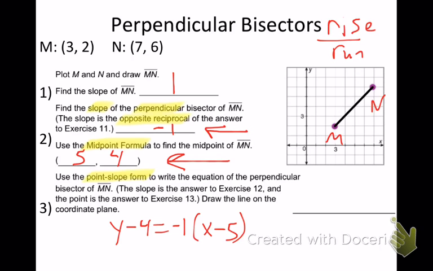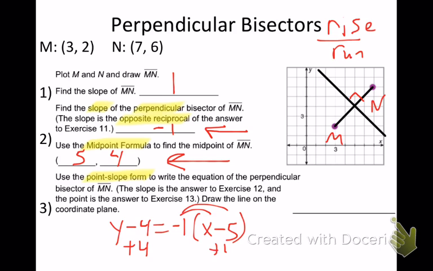So basically what that is, if I were to draw a perpendicular line through here, it'd be like that line right there. That would be my perpendicular bisector. So we don't put it into slope-intercept form? I could put it into slope-intercept form. How would I change that to slope-intercept form? I would have to distribute and then add the 4.